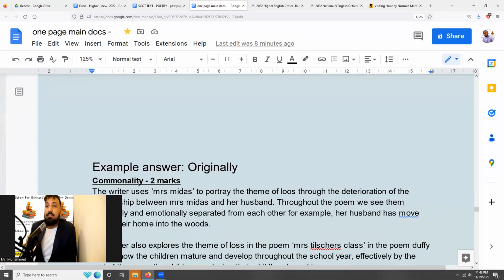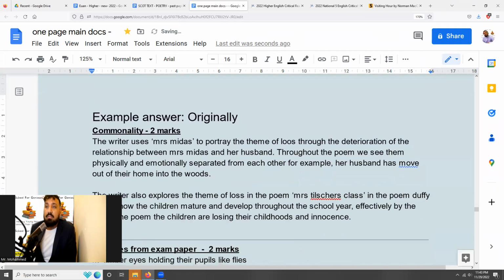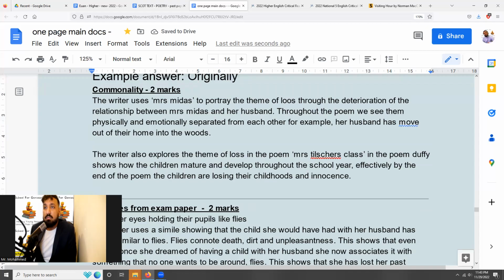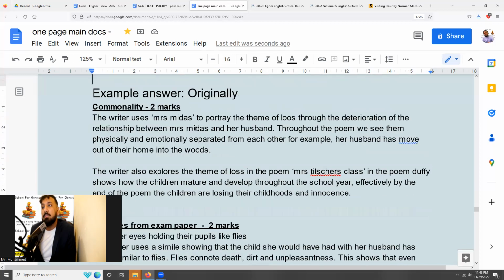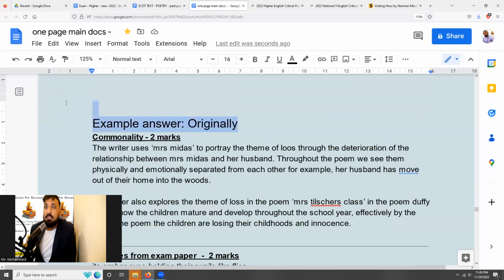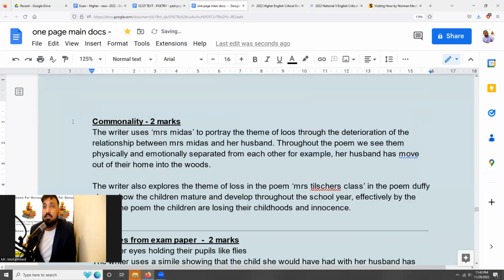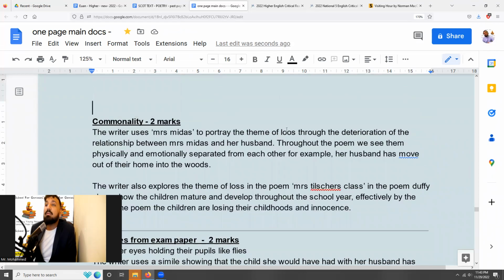Okay. Now what I'm going to do is quickly show you an example from one of my students. Okay, this is on Mrs Midas and Mrs Tilsher's classroom. So ignore the top part which says originally, forget that. Ignore this. Okay, so this is on Mrs Tilsher's and Mrs Midas, and the theme of loss.